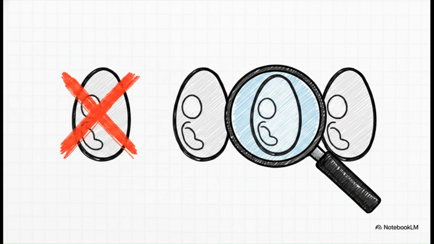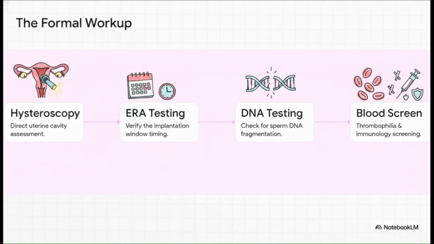This is formally defined as experiencing 3 or more failed cycles with good quality embryos. If you hit this clinical threshold, your medical team is likely going to pivot from standard protocols to a much more rigorous and investigative approach. So, what does that formal workup actually look like? Well, here is your actionable checklist.